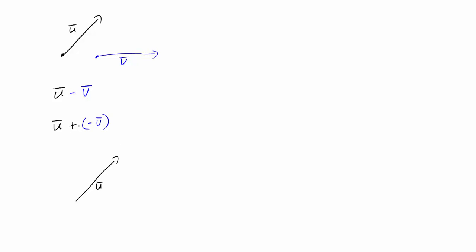And now we want to add negative v. Well, v is pointing to the right, so if we want a negative v, then that means v would point to the left. So if this here is negative v, and we want to look at u minus v, or in this case u plus a negative v, then the resultant would be from here to here, which would represent u plus negative v. In other words, that would be u minus v.